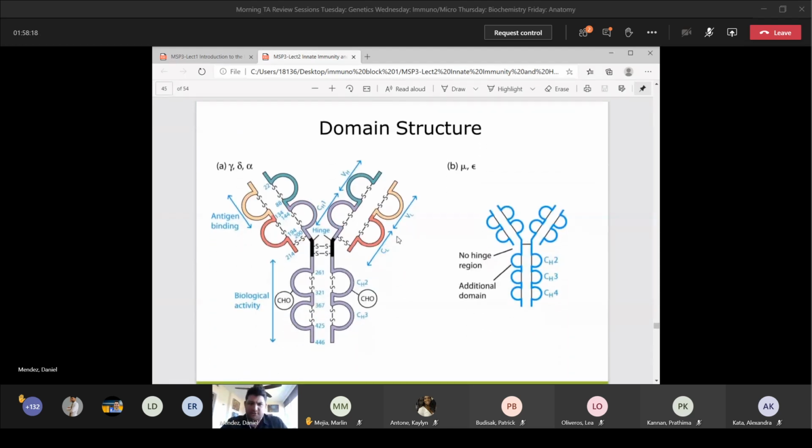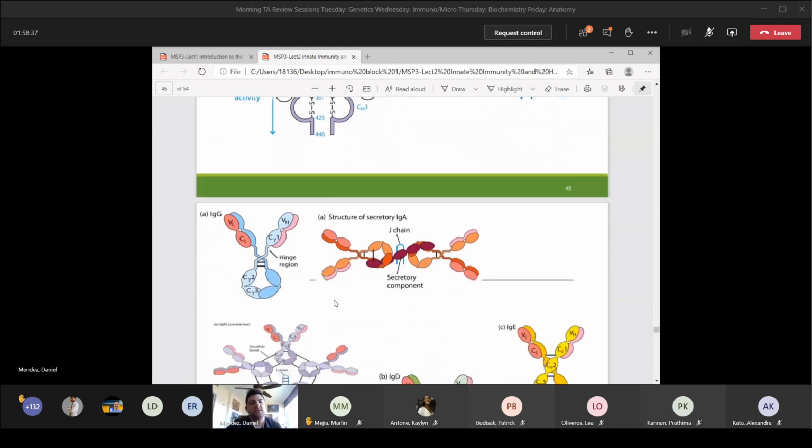Okay, so here this domain structure, you don't really need to know that specifically. You don't need to have this memorized. The Y shape is really what you need to know. But it is important to know that the antigen binding is going to be the ends of the Y, and then your constant region here. It's called biological activity because it's what's actually binding with our cells.